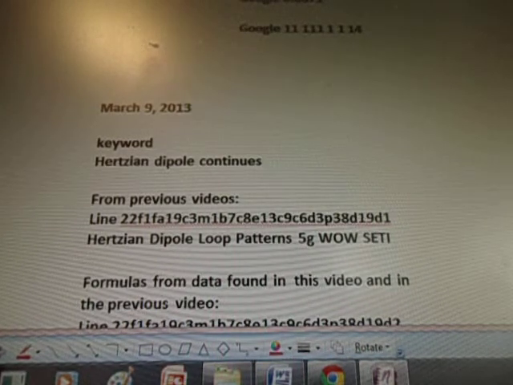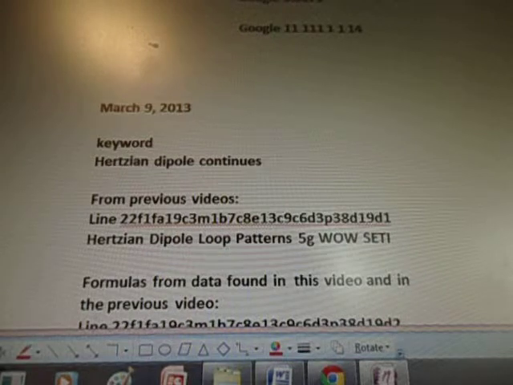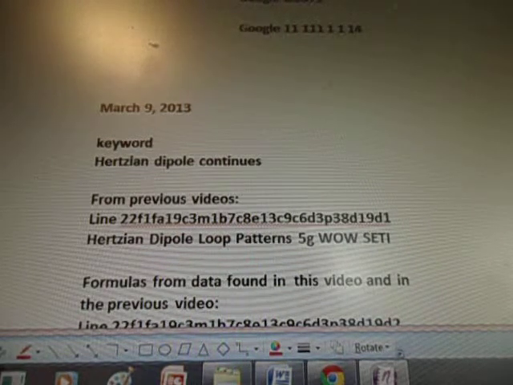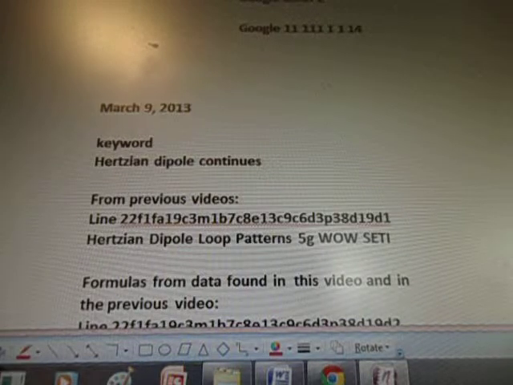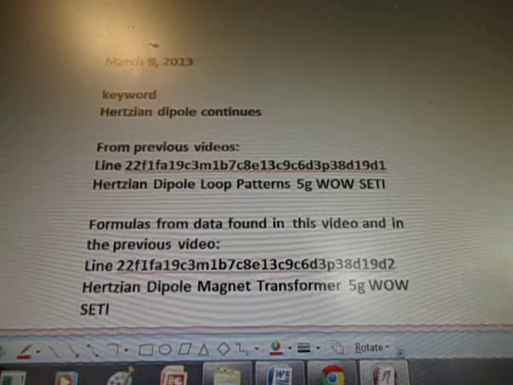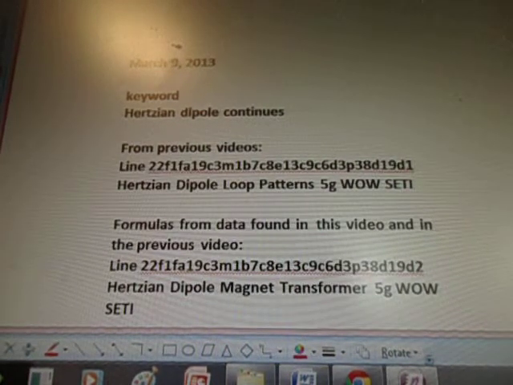Okay, so this is about lasers, mirrors for long-distance communication device, the formula from the WOW data. I was working on it March 9th, 2013. Today's March 24th. The keyword is Hertzian Dipole. Continues from previous video, line 22f1fa19C3M1b7C8E13C9C6D3P38D19D1. Hertzian Dipole loop patterns 5G Wow Seti.